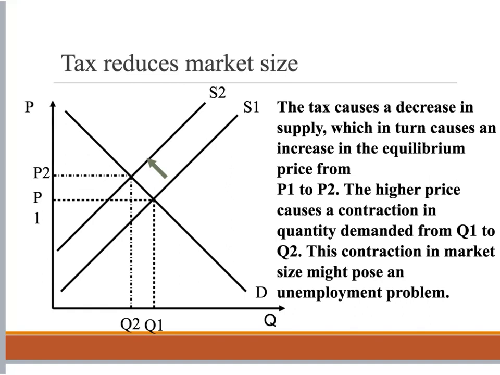it to the government. This creates a higher opportunity cost for doing business as the tax increases the cost of each product sold, ceteris paribus. As a consequence, there will be a decrease in supply, which in turn causes an increase in the equilibrium price from P1 to P2. The higher price causes a contraction in quantity demanded from Q1 to Q2. This contraction in market size might pose an unemployment problem, as the most efficient way firms can adjust for incidence of tax is to lay off labor.